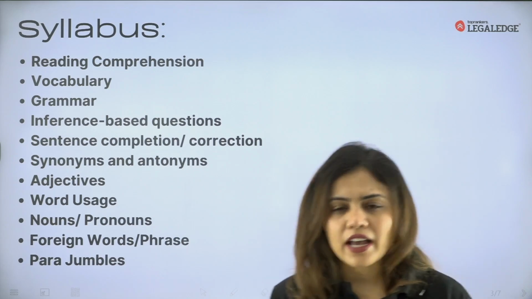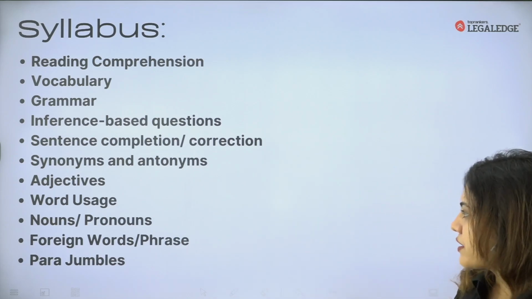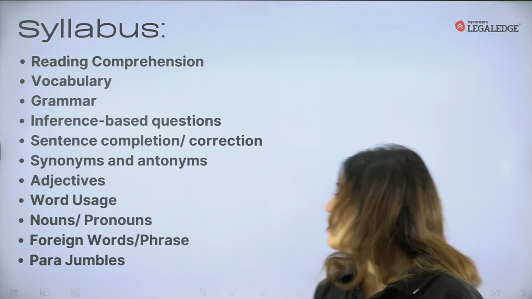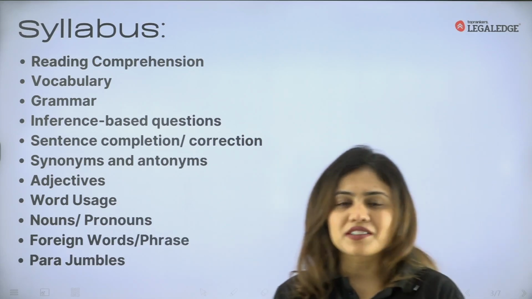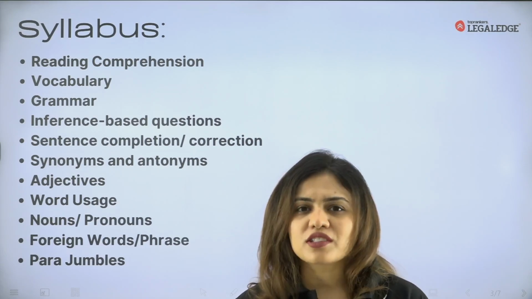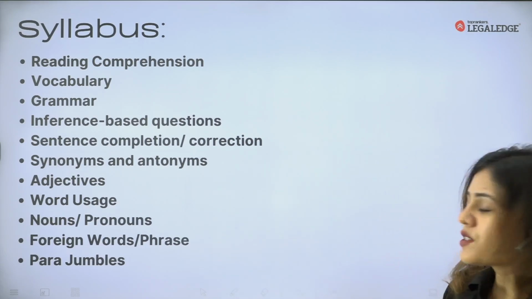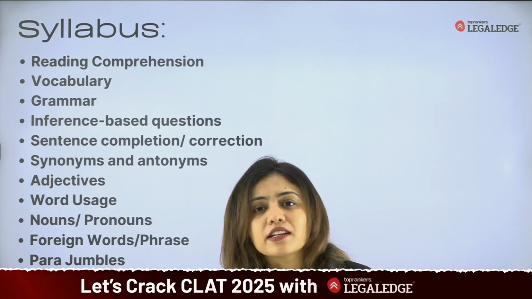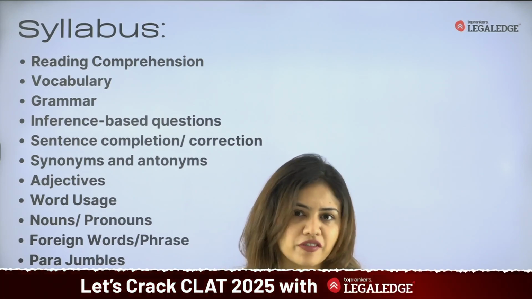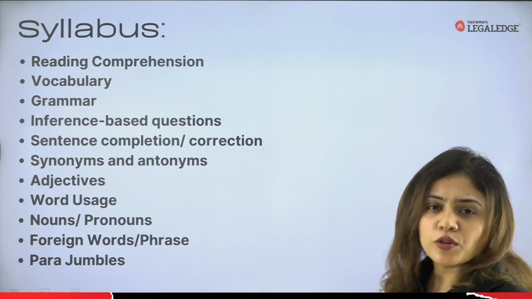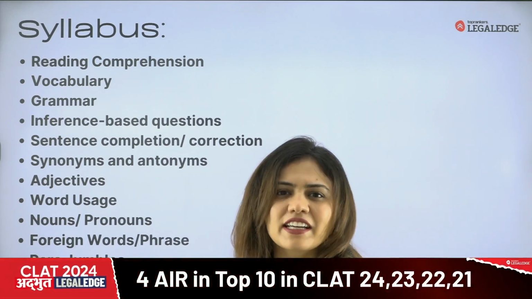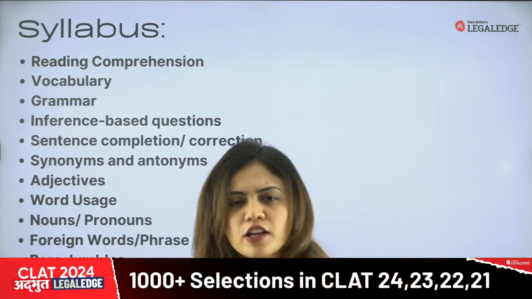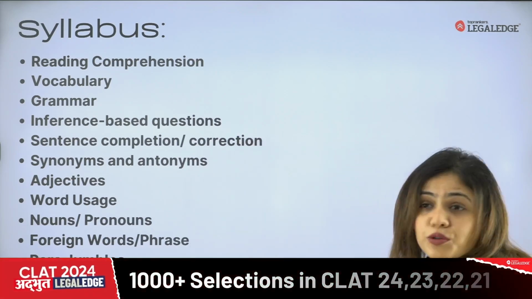Synonyms and antonyms are again very much a part of vocabulary. Adjectives, word usage, nouns and pronouns are all part of your grammar. Foreign words and phrases are common in CLAT as well as AILET, so start preparing as soon as you can. And the last one is parajumbles. Parajumbles is not something which you frequently see in CLAT, but in AILET, you can definitely expect at least one question out of that. When you go through previous year papers of AILET, you will see that they have a mixed bag of different types of questions. So this is one of the questions that is usually anticipated.